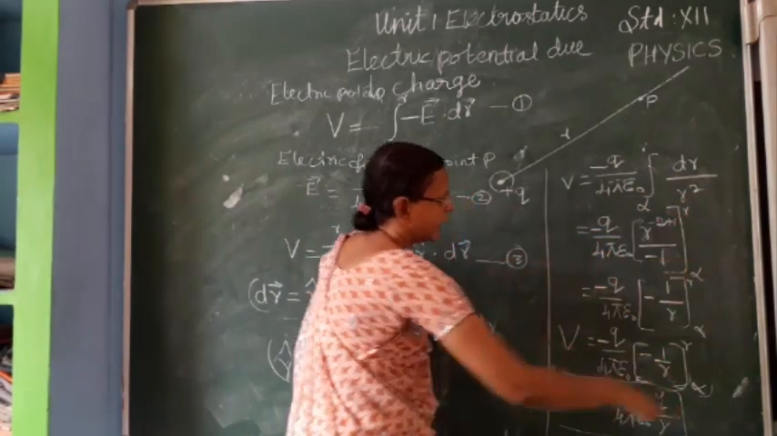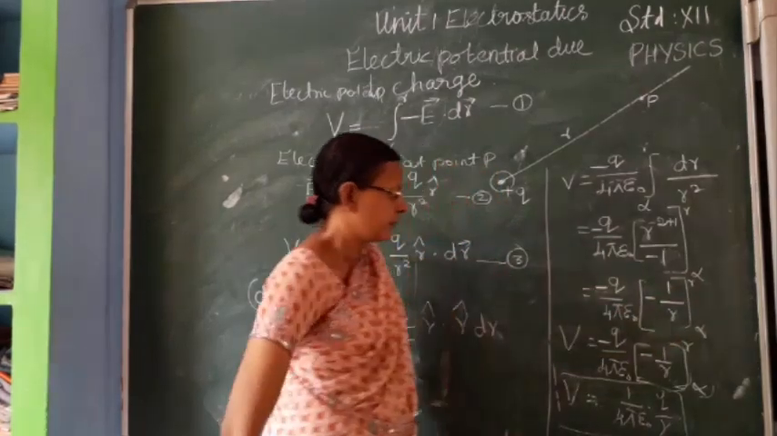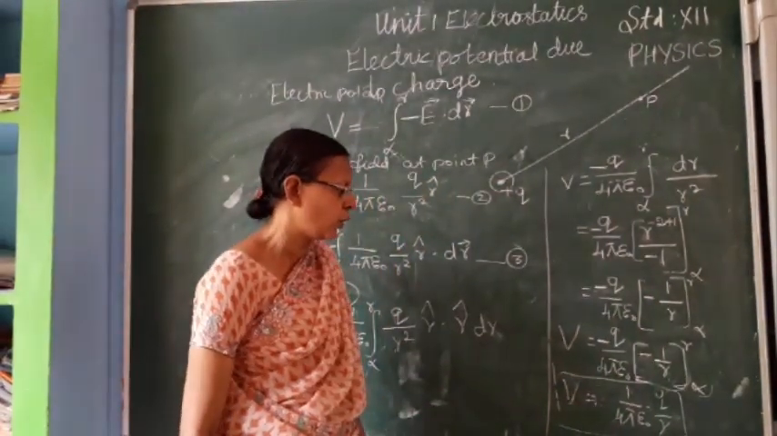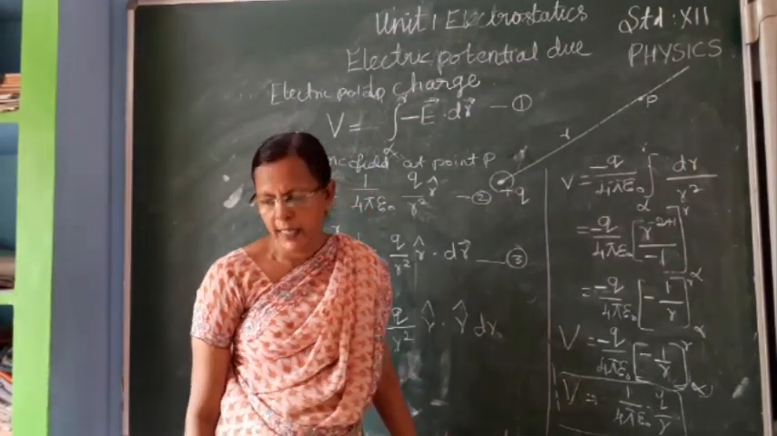Here we have to integrate. Integrating, we are getting minus 1 by r. Minus into minus plus. So we are getting V is equal to 1 by 4 pi epsilon 0 q divided by r. Okay, this is the expression.